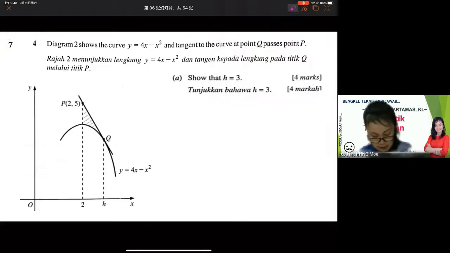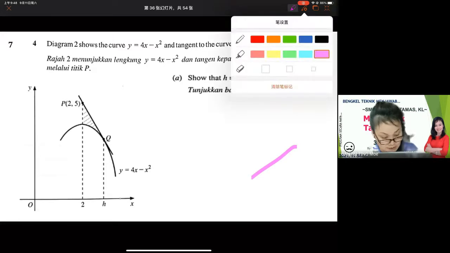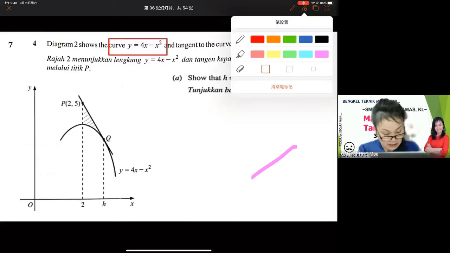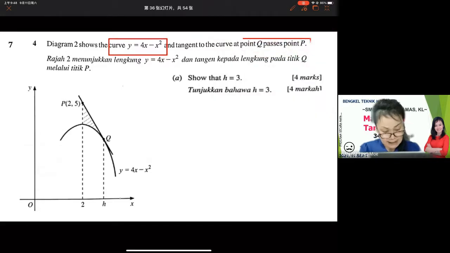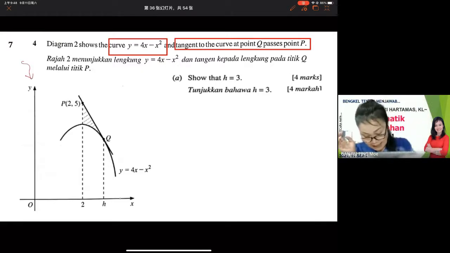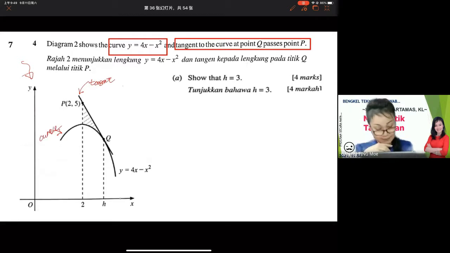Now let's continue here. When you read, as I told you, you read for understanding. Diagram 2 shows the curve of this one, and the tangent. You see the tangent here and the tangent to the curve. There are two pieces of information given. Then you check the diagram. Oh, here. Meaning that this is the tangent and this is the curve.